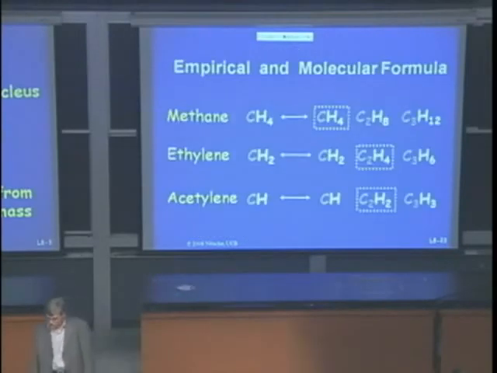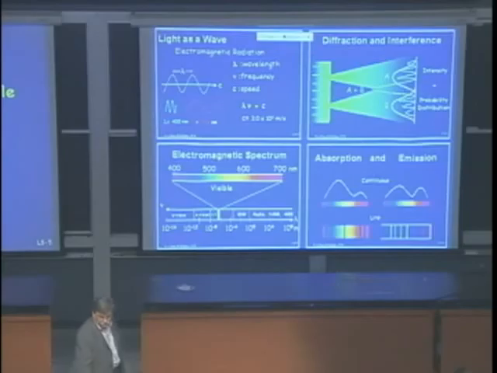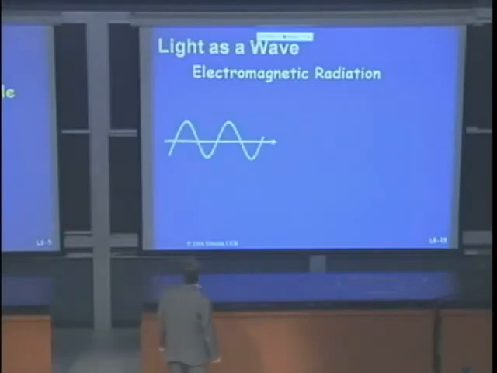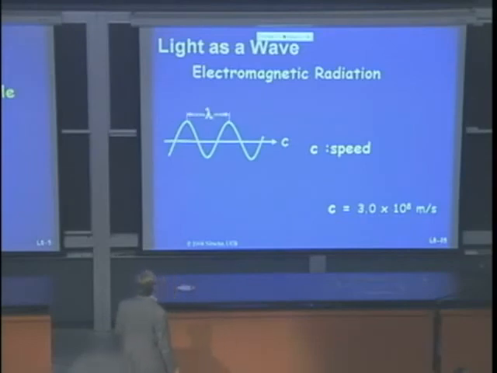Let's see what is, yeah, I gave you that. So lecture 4 topics. We have seen light can be electromagnetic radiation. We know that. It's a wave. It travels with the speed of light. And the speed of light is 3 times 10 to the 8 meters per second. And it has a wavelength, lambda. That's from crest to crest, one full wavelength.